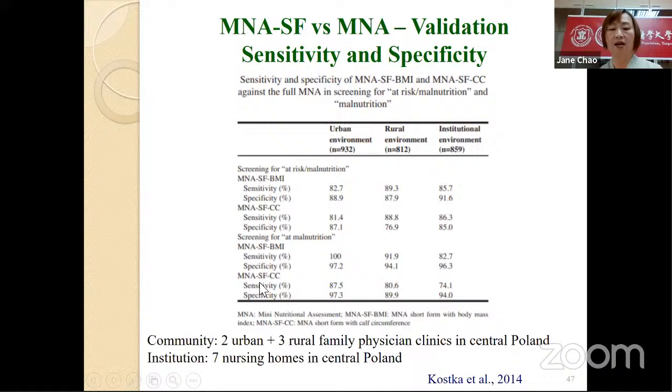There is also a comparison of different assessments. The short form only uses the BMI question, or the short form uses the calf circumference. That's question F. They use it to identify high risk of malnutrition, or already malnutrition. You can see the sensitivity and specificity in different areas, rural and urban, but both are very high. So that means the validity is good for the short form MNA.